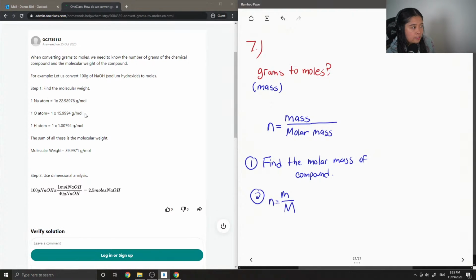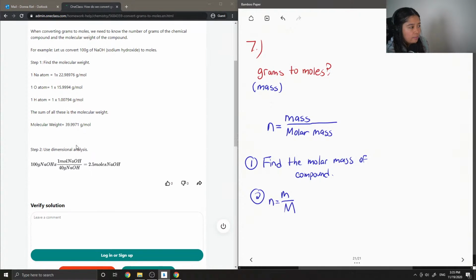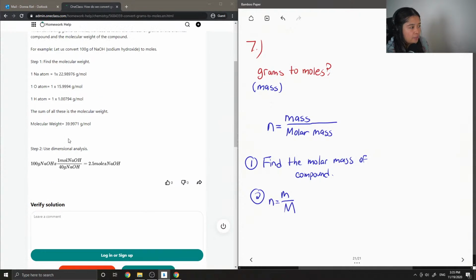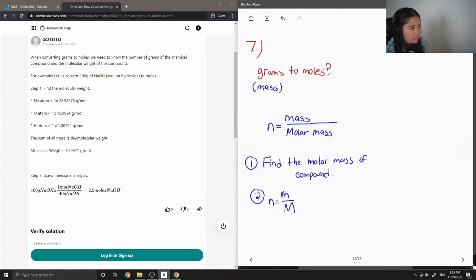So one sodium atom is 22.98 grams per mole. 1 oxygen, 15.99 grams per mole. 1 hydrogen, 1.01 grams per mole. The sum of all of these is the molecular weight of NaOH. So it has a molecular weight of around 40 grams per mole, and then use dimensional analysis.